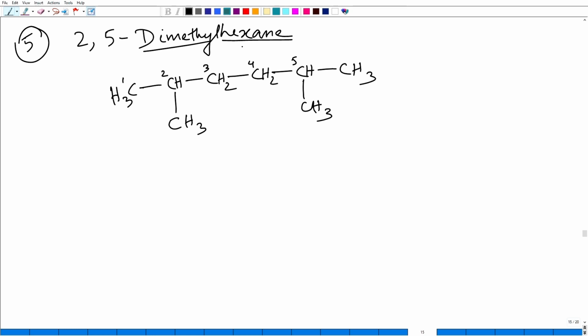This is 2,5-dimethyl hexane. So, in this lecture, we have discussed the basic concepts about alkanes. We have studied the structural isomers of alkanes and the naming of alkanes. Now, in the next class, we will study the conformational isomers of smaller alkanes and go on with the preparation of alkanes. Thank you.